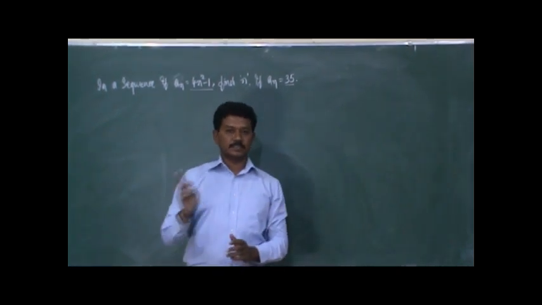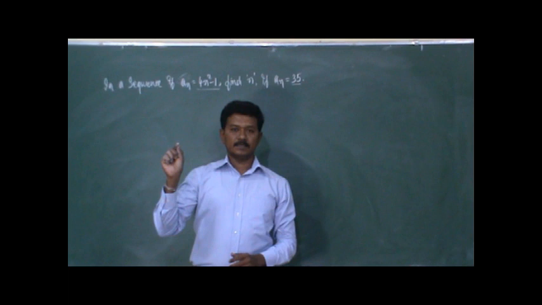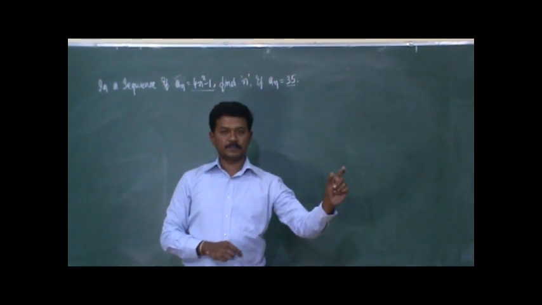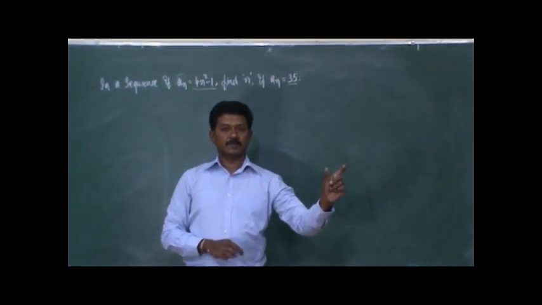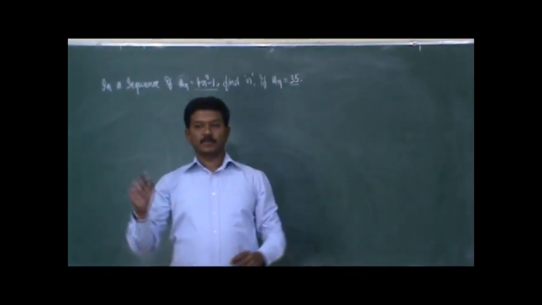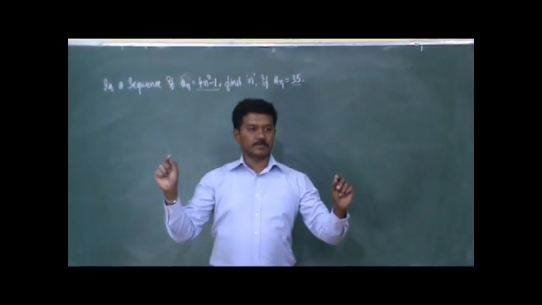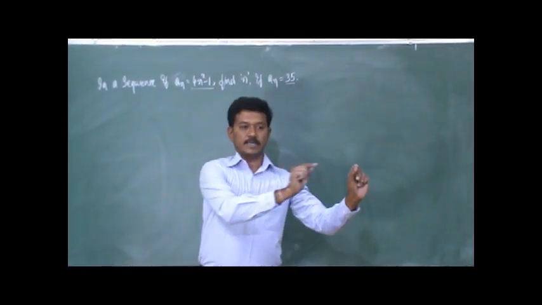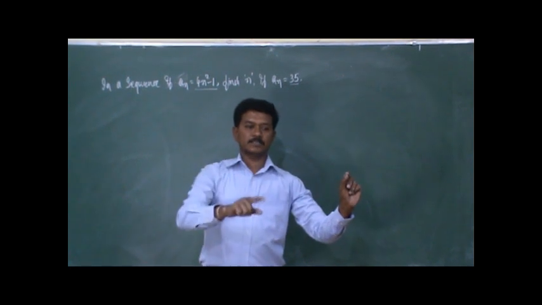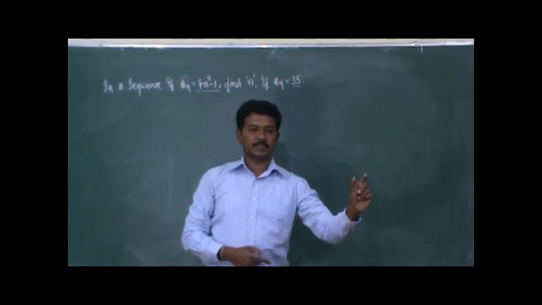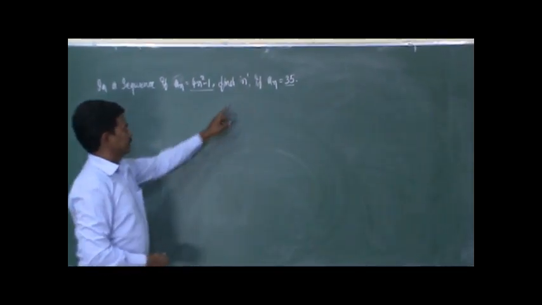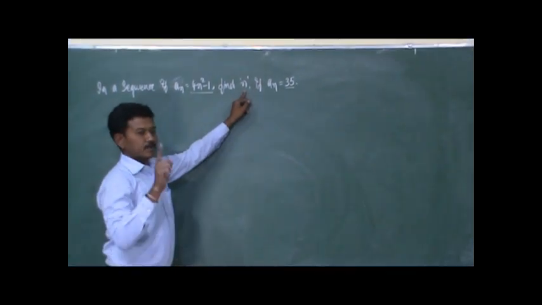Something like that. So in this sequence, an is equal to 4n square minus 1 is given, and the nth term is 35. So the nth term is the last term. Finding n gives two meanings. One is, from the first term of the sequence until 35, how many terms are there? That is one way of understanding n. The other way is, 35 is which term of the sequence? That is n.